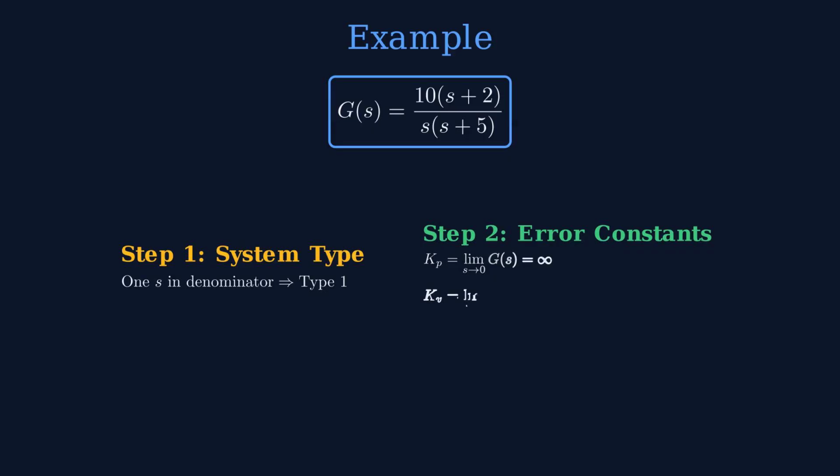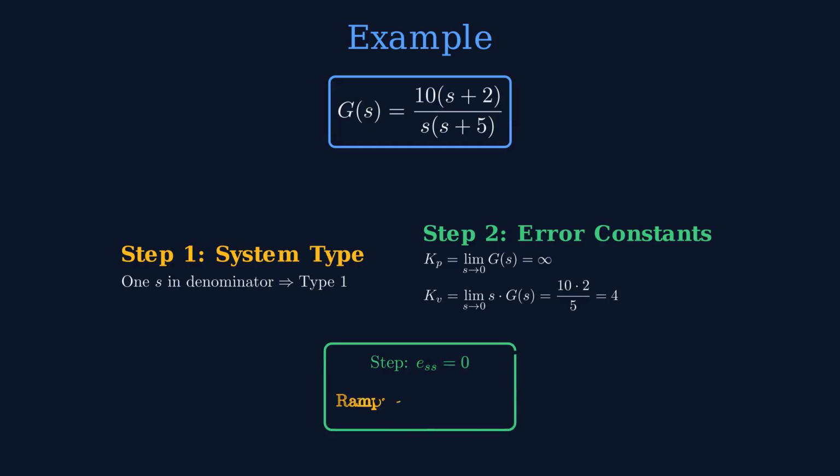Wait, for type 1, Kp is actually infinite because of the integrator. Kv, the limit as s goes to 0 of s times G(s), equals 10 times 2 over 5, which is 4. So for a step input, the error is 0. For a ramp input, the error is 1/4, which is 0.25.